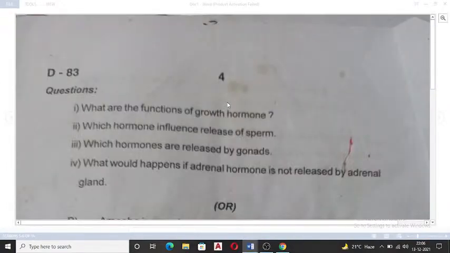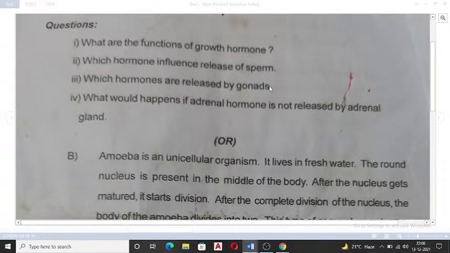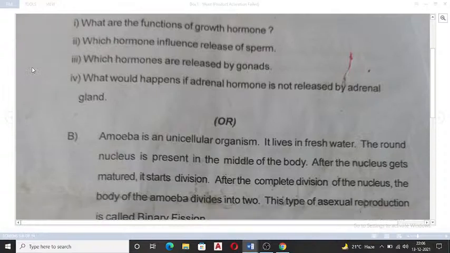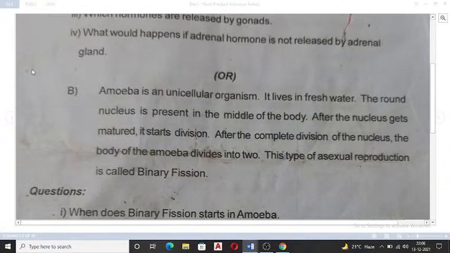So hope you understand. You can check other questions also if you want here. Which hormones are released by gonads? Again, don't just write one hormone released by it. Try to see what is in the table and try to make certain sentences.